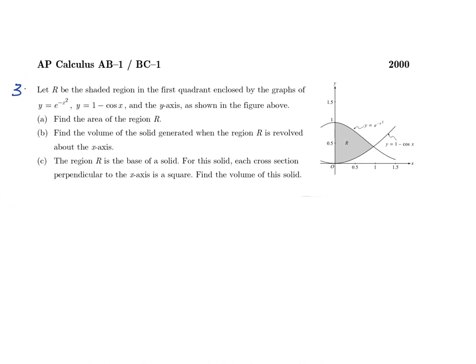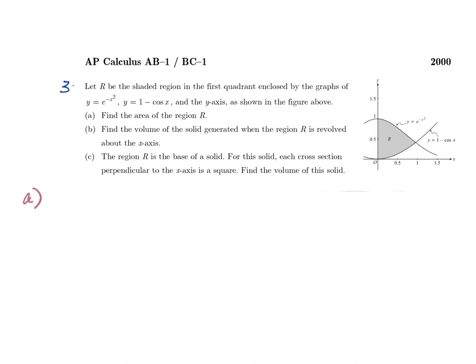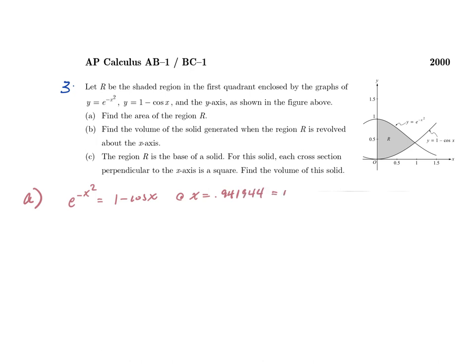The first thing we need to do is find the point of intersection. So go ahead and graph this on your calculator, and we're going to come up with a point of intersection. I'm going to set e to the negative x squared equal to 1 minus cosine of x, but you could actually just graph these both on your calculator and find the point of intersection. The point of intersection is going to be at x equals 0.941944, taking this out as far as you can. I'm going to call this A because it's easier than having to write this, because that's going to be one of our bounds, right?